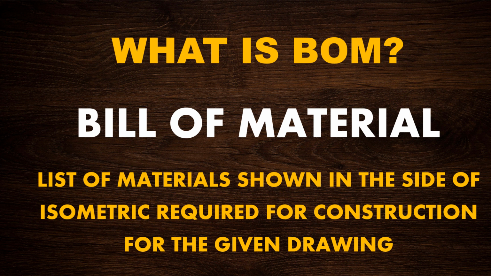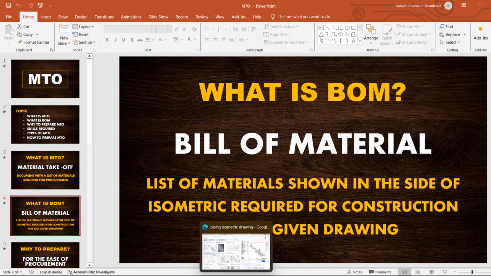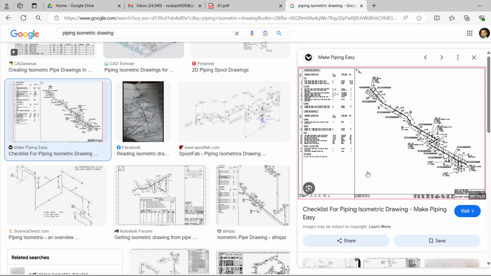Let me show you a sample isometric here. I have kept a sample isometric from the internet. This is one sample of a piping isometric. You can see the piping drafting, the line here, and at the same time you can see the list of materials here. This list of materials is only what is required for this particular line. It does not include any of the continuation of the piping. But MTO is not so. MTO consists of the full list of quantities for the entire project, but the bill of material lists only the materials intended to be used for this particular line.